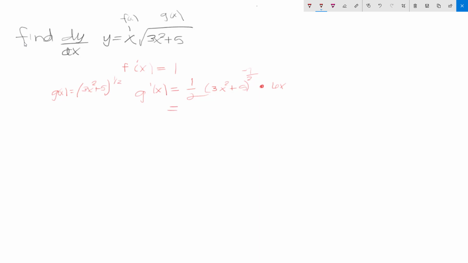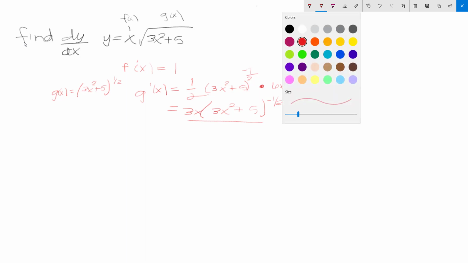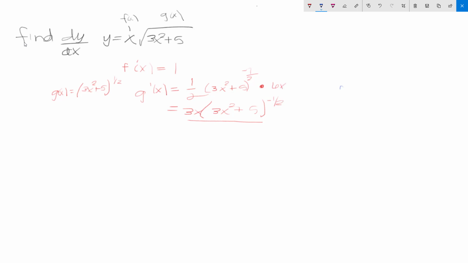Just to clean up g prime, 1/2 times 6x is 3x, times 3x squared plus 5 to the negative 1/2. Now, if I was just asked to take the derivative of the square root of 3x squared plus 5, I would want to put that negative 1/2 in the denominator. But I'm not going to do that right now because I'm about to plug this into a product rule. The product rule is f times g prime plus g times f prime.